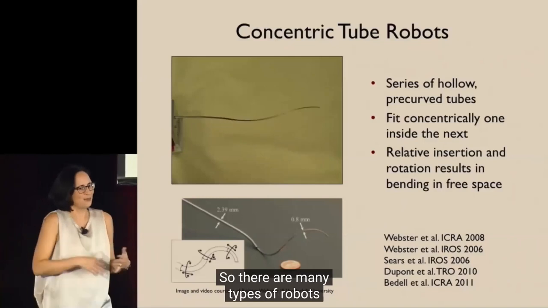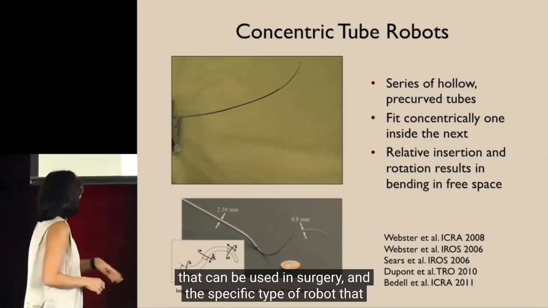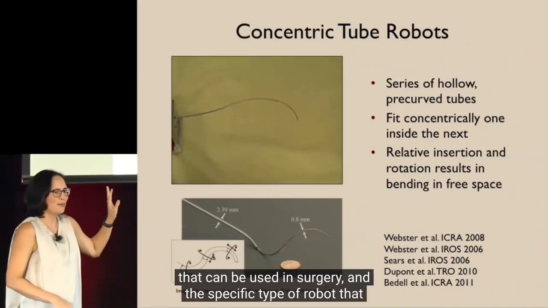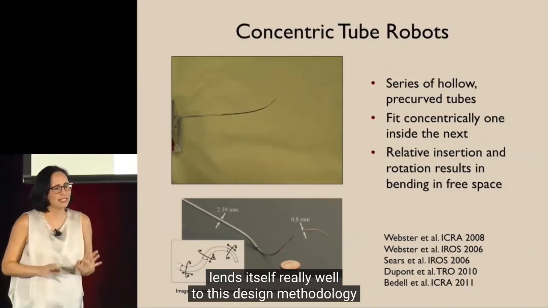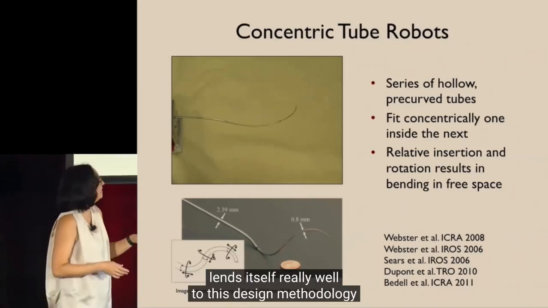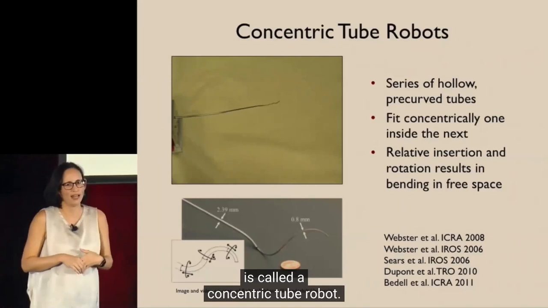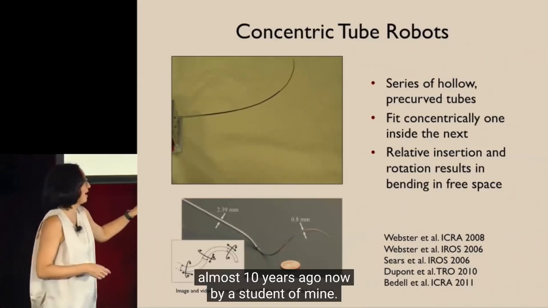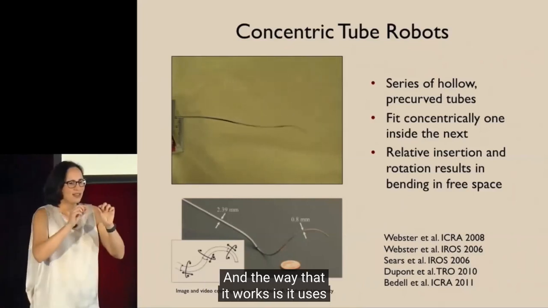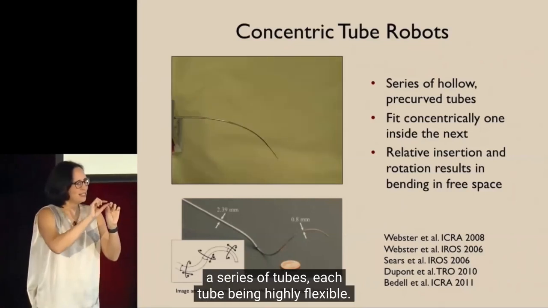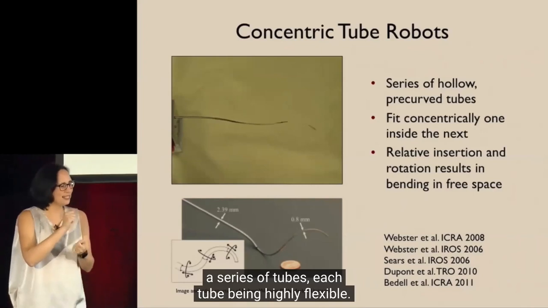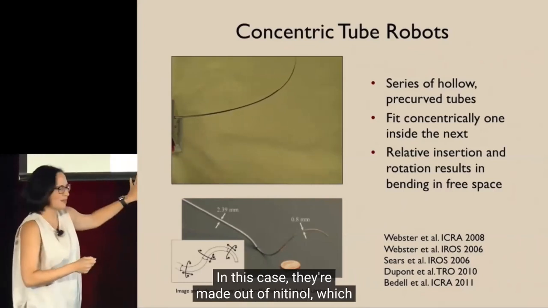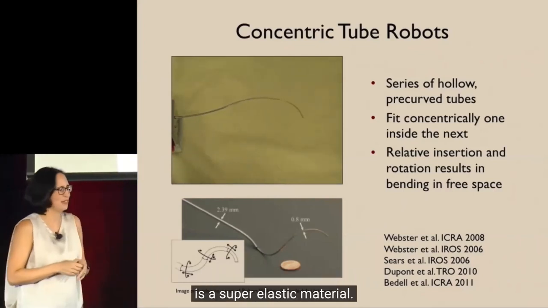So there are many types of robots that can be used in surgery, and the specific type of robot that lends itself really well to this design methodology is called a concentric tube robot. And this was something developed quite a while ago, almost 10 years ago now, by a student of mine. And the way that it works is it uses a series of tubes, each tube being highly flexible. In this case, they're made out of nitinol, which is a super elastic material.